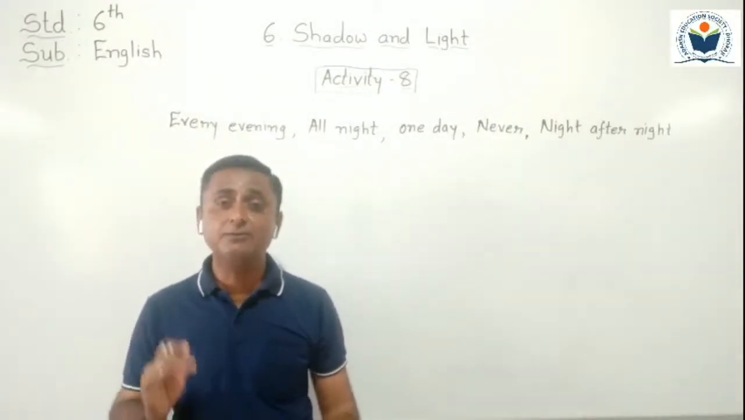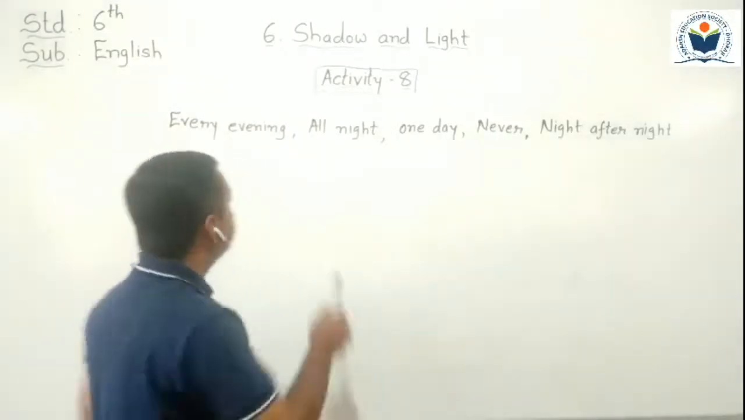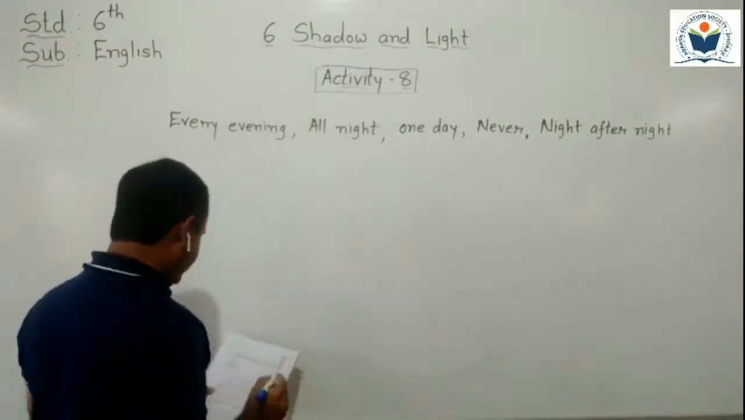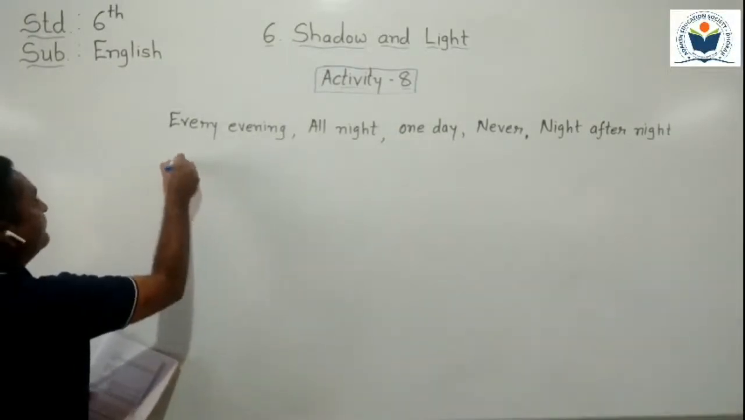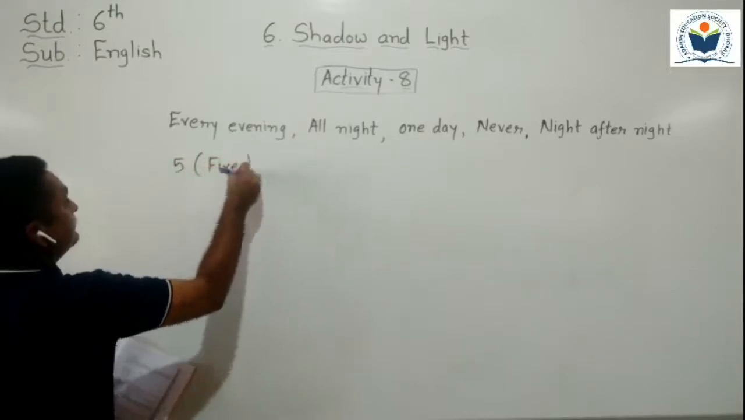How many words or phrases do we find from that story? I count 1, 2, 3, 4 and 5 words. So in that space, I have to write 5 in figure or brackets. You have to write 5.